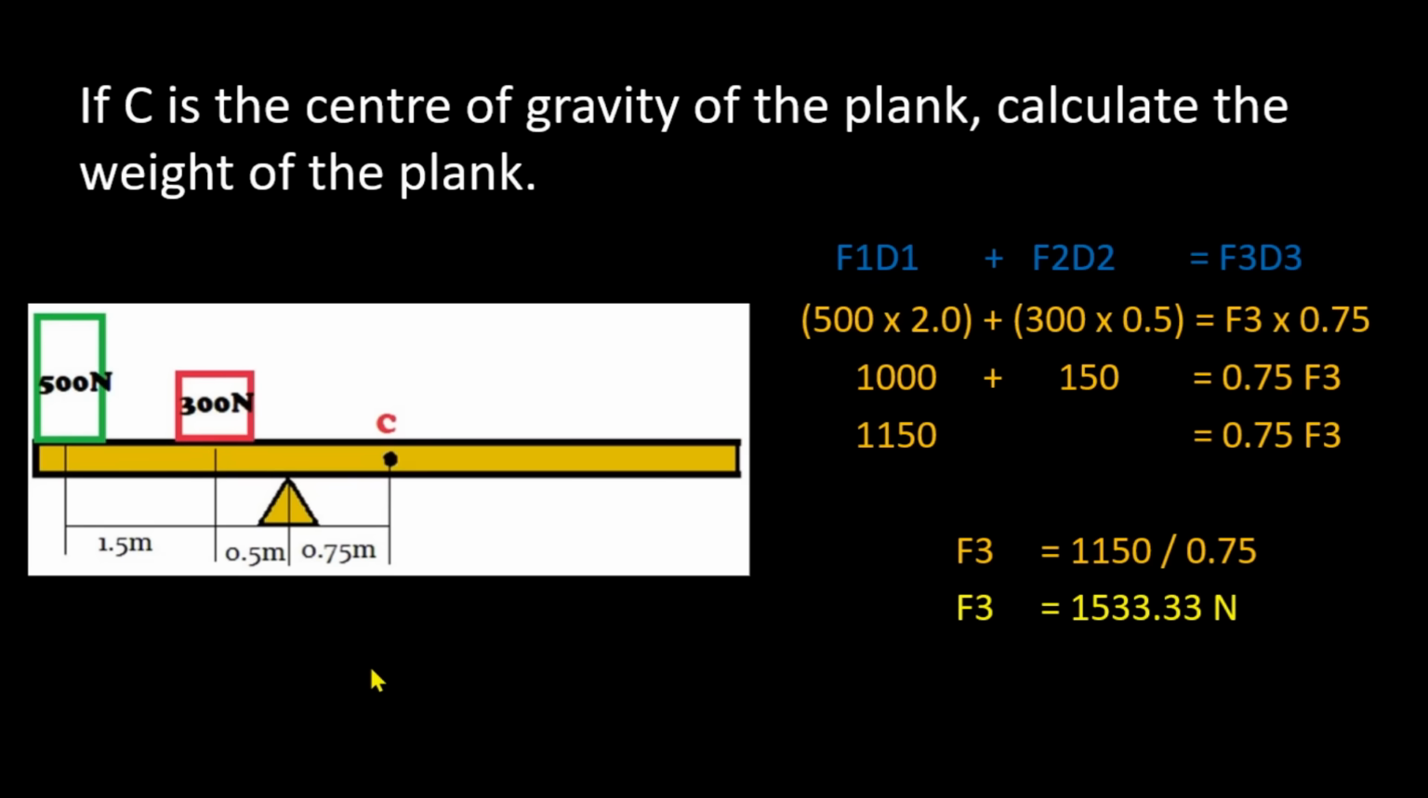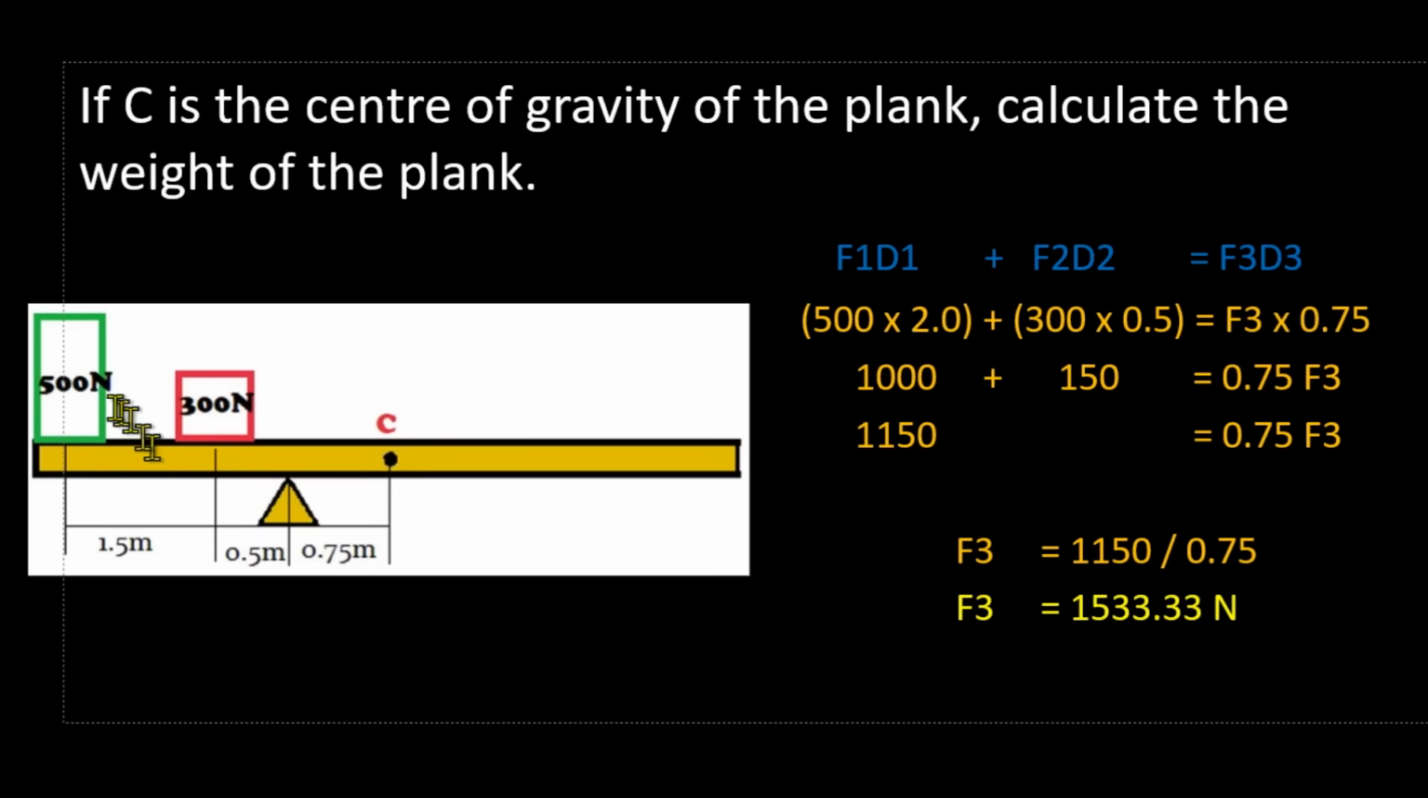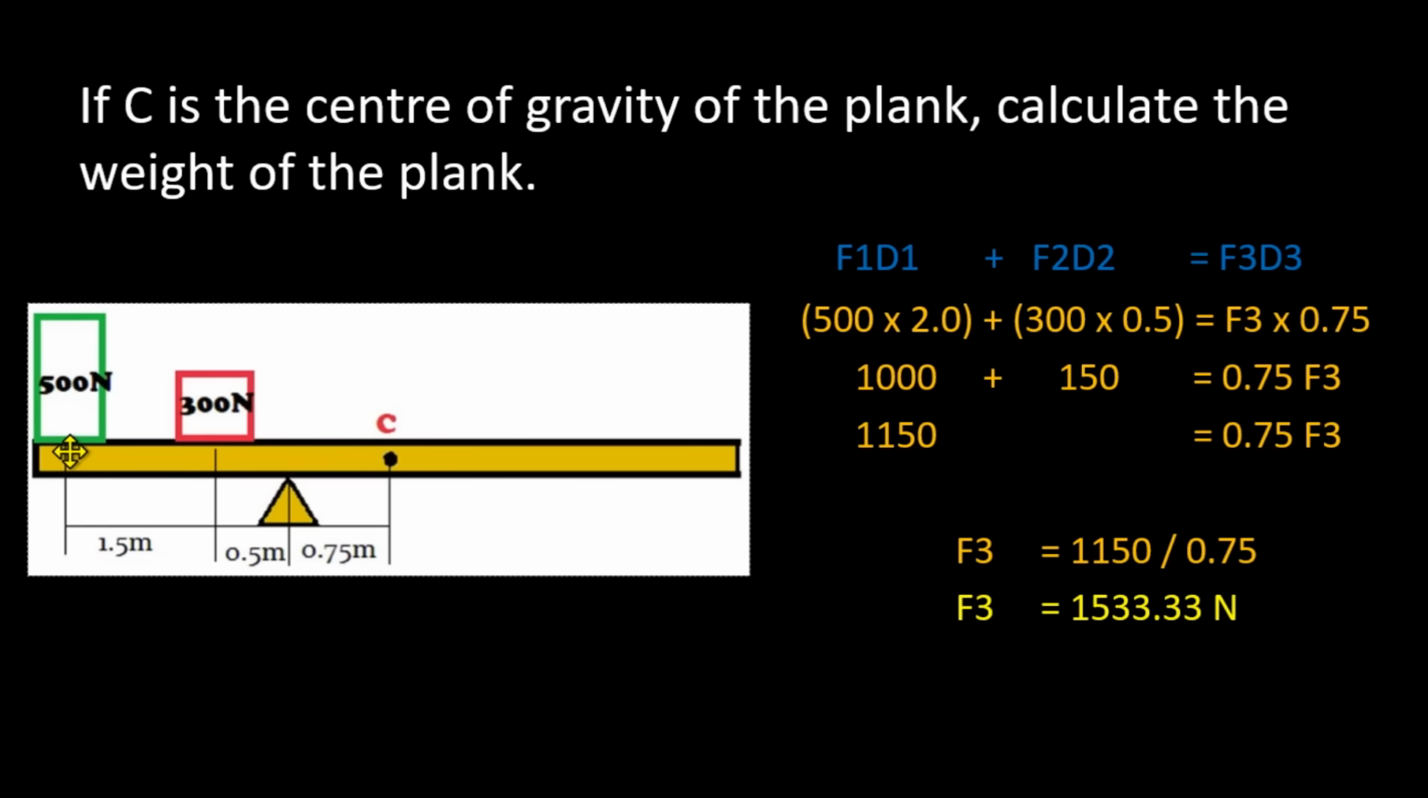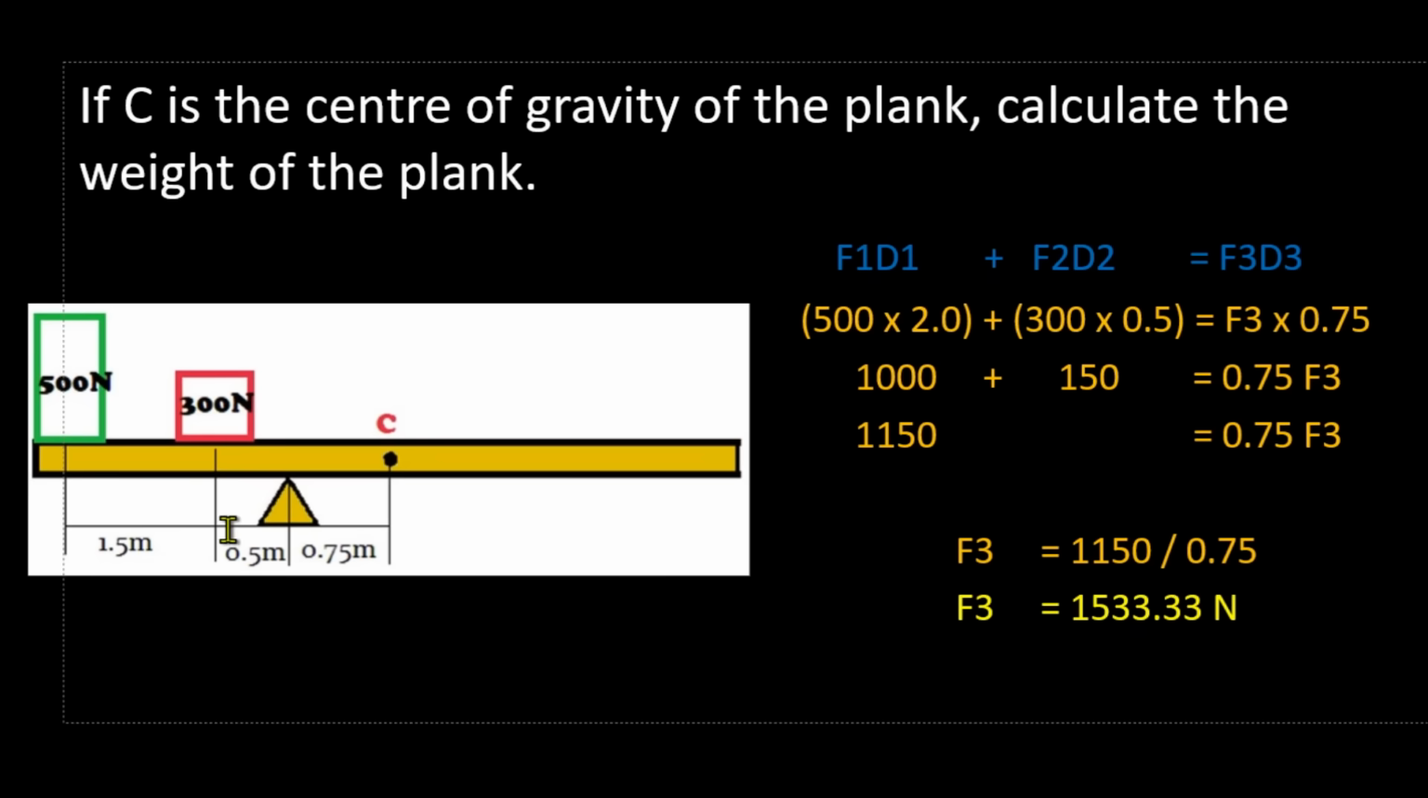Now, because there are basically three forces here, the weight of the 500 Newton block, the weight of the 300 Newton block, and the weight of the plank, we are going to have to write the formula like this: F1D1 plus F2D2 is equal to F3D3. F1D1 is going to be 500 times the distance from the fulcrum, which is going to be 2, the sum of 1.5 and 0.5. So 500 times 2.